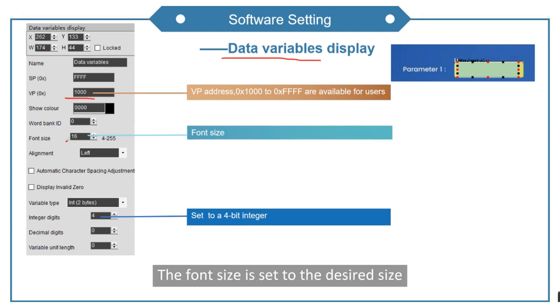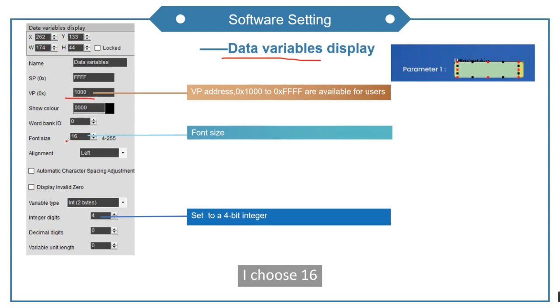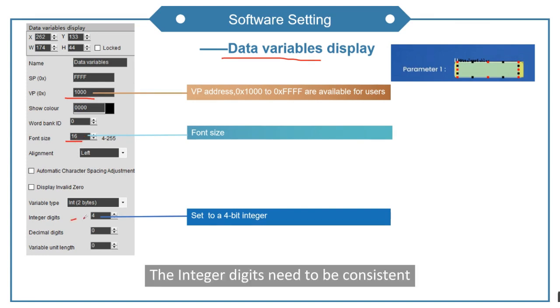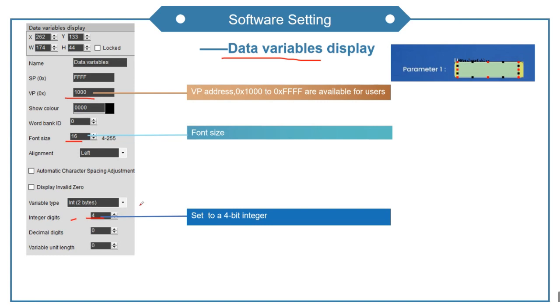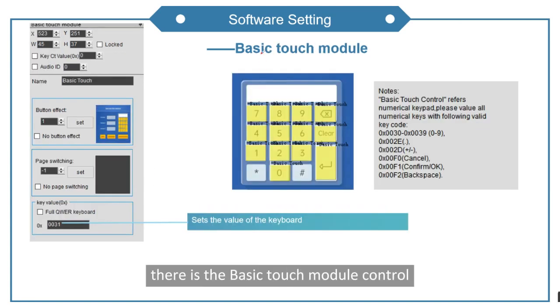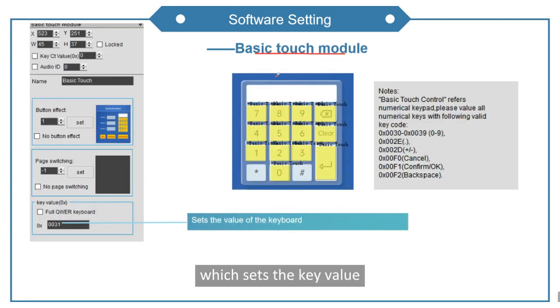The font size is set to the desired size, I choose 16. The integer digits need to be consistent, so I set it to 4. Finally, there is the basic touch module control, which sets the key value. According to the text prompts above, enter the corresponding key value.